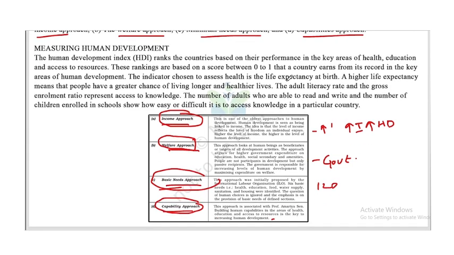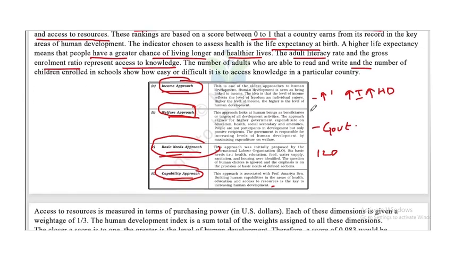Now, measuring human development. The Human Development Index, that is HDI, ranks countries based on their performance in the key areas of health, education, and access to resources. These rankings are based on a score between 0 and 1 that a country earns from its records in the key areas of human development. The indicator chosen to assess health is life expectancy at birth. A higher life expectancy means that people have a greater chance of living longer and healthier lives. The adult literacy rate and gross enrollment ratio represent access to knowledge. The number of adults who are able to read and write and the number of children enrolled in schools show how easy or difficult it is to access knowledge in a particular country. So this is the way of measuring human development.